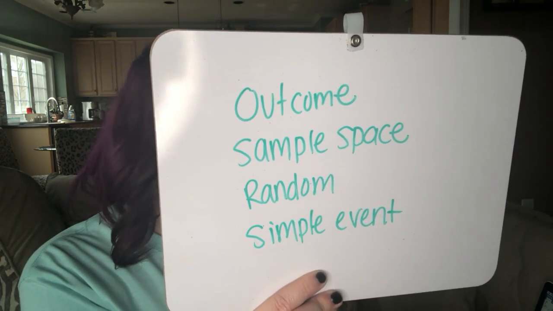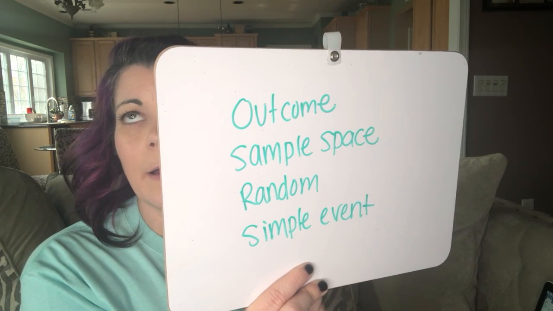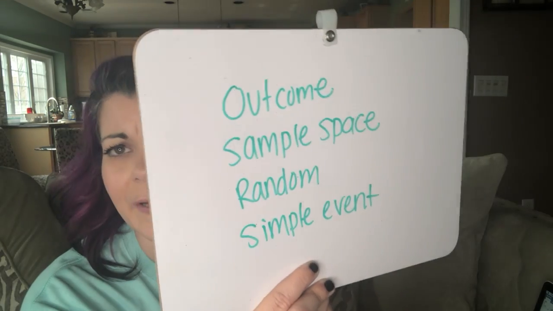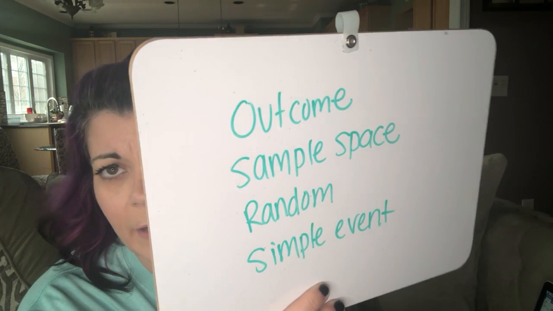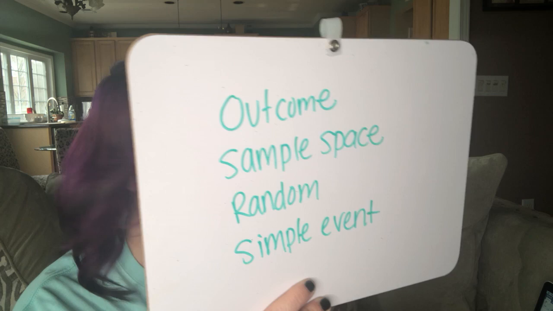An outcome is one possible result of a probability. So what's the outcome of rolling a 2 on a dice? The outcome would be 1 out of 6. That's one of the possible results of a probability.